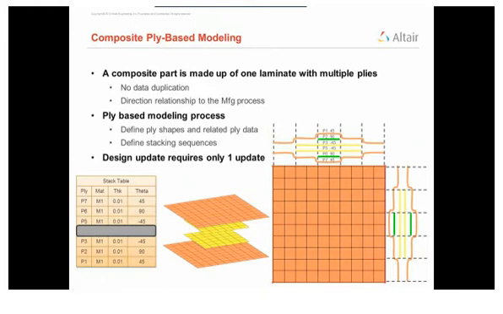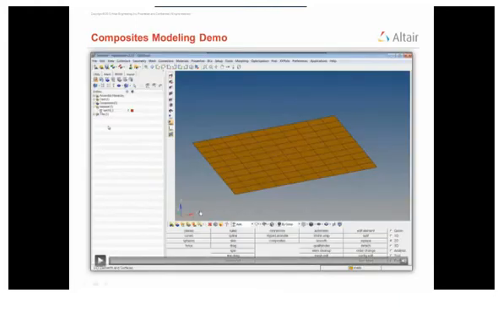Now, OptiStruct is a solver which actually supports the ply-based modeling approach, whereas other solvers don't. So there you have to convert your ply-based modeling approach into a zone-based model, and that is also taken care of by algorithms contained in HyperMesh. On the next slide, I have a little video which shows you in a simple way how you would define a composite model from scratch from within HyperMesh, not considering the CAD door we are offering.